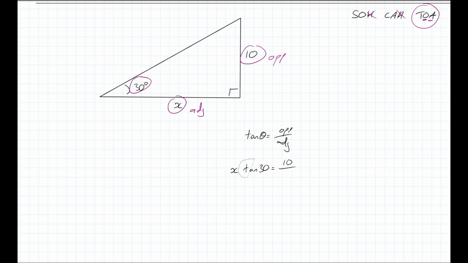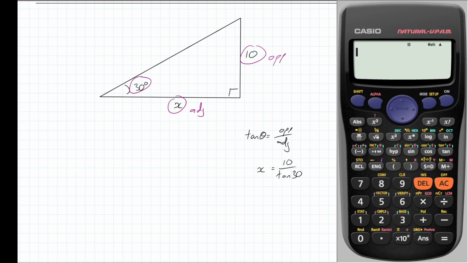And then we can just move the tan to the other side. The tan 30 is multiplying the x, so it should be dividing on the other side. So what we end up with is x equals 10 over tan 30. So let's type this into the calculator. We're going to do 10 over tan of 30, and this will give us an error.